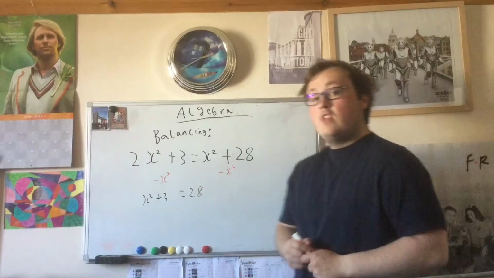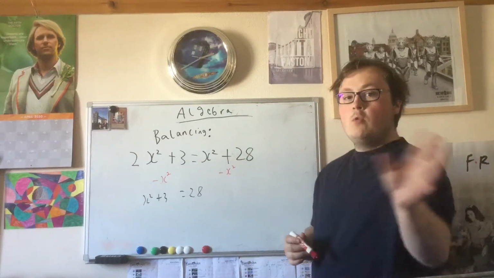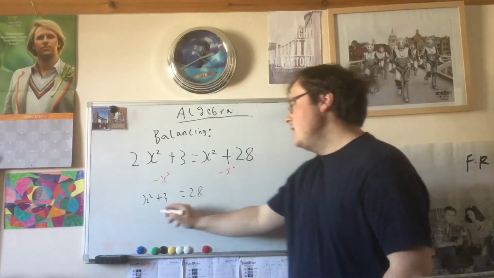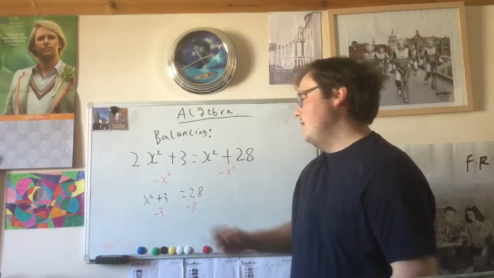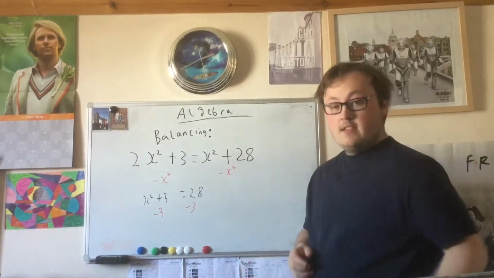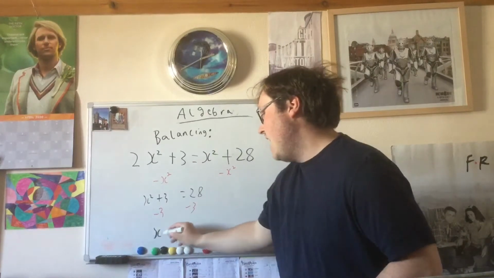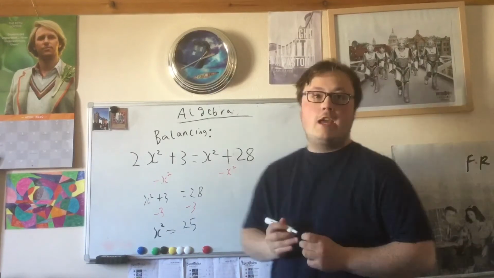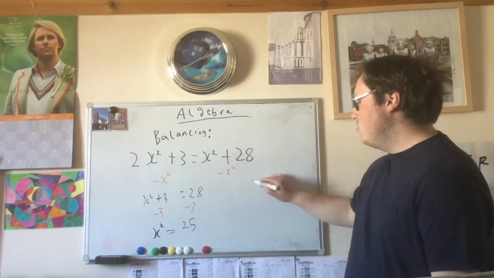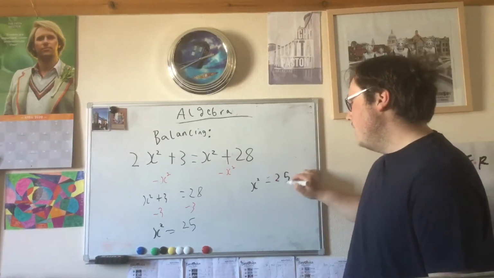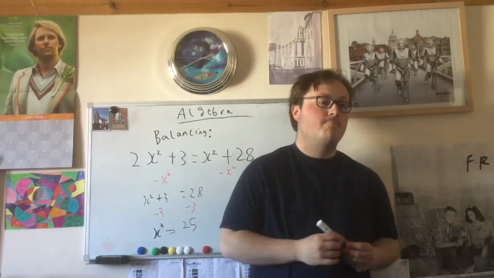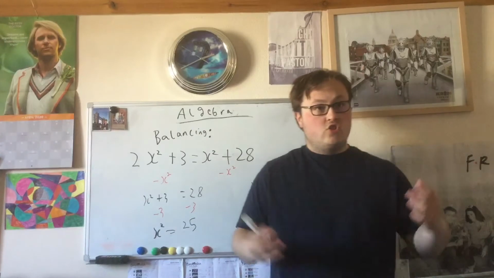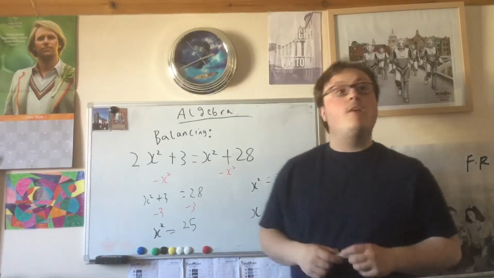So let's do it. So if we have x squared plus 3 equals 28, and I want to put all the x on one side and all the other integers, whole numbers, on the other side, what I want to do is I want to minus 3 on both sides. So x squared plus 3 minus 3 will just get us x squared. Then 28 minus 3 will get us 25. So if x squared equals 25, what we're going to have to do is I want to find out what x is. So what we're going to do is we're going to have to square root our answer. What times by itself will get us 25.